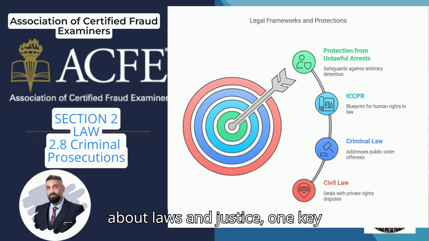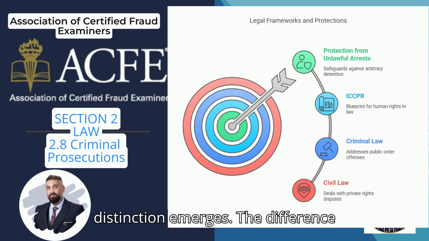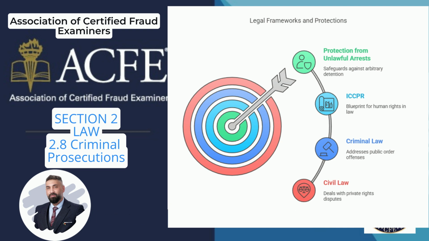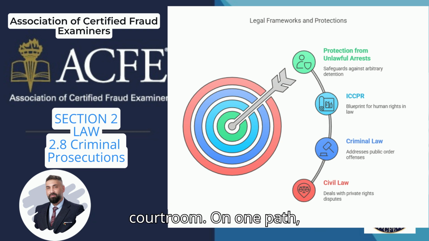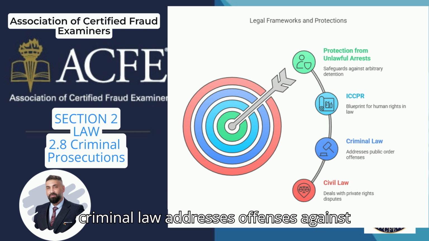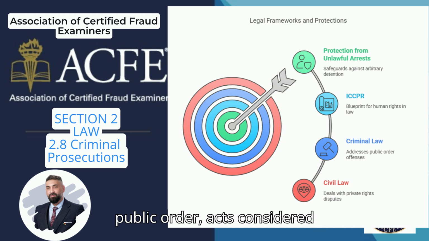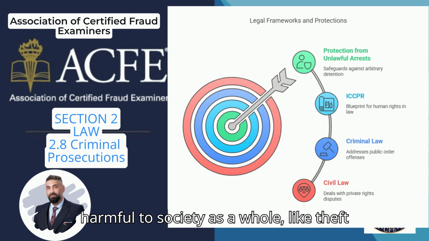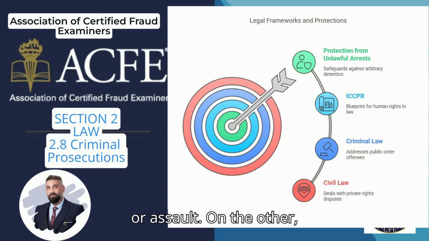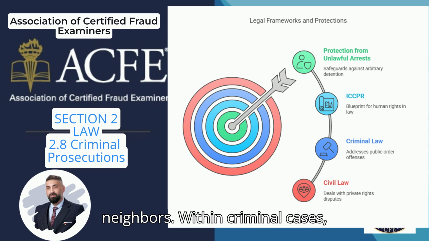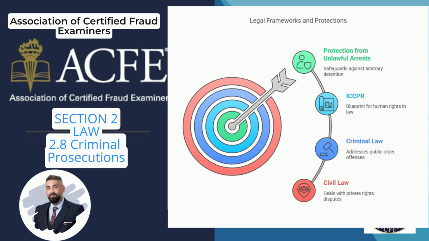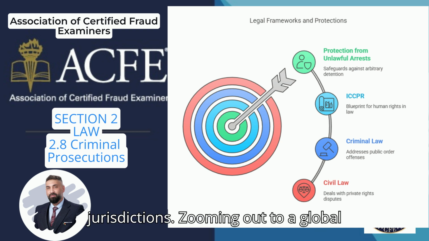When we think about laws and justice, one key distinction emerges: the difference between criminal law and civil law. Imagine it as two distinct paths within a courtroom. On one path, criminal law addresses offenses against public order, acts considered harmful to society as a whole, like theft or assault. On the other, civil law deals with disputes over private rights, like contract disagreements or boundary issues between neighbors. Within criminal cases, the rights of the accused are critical, and these rights vary across different jurisdictions.